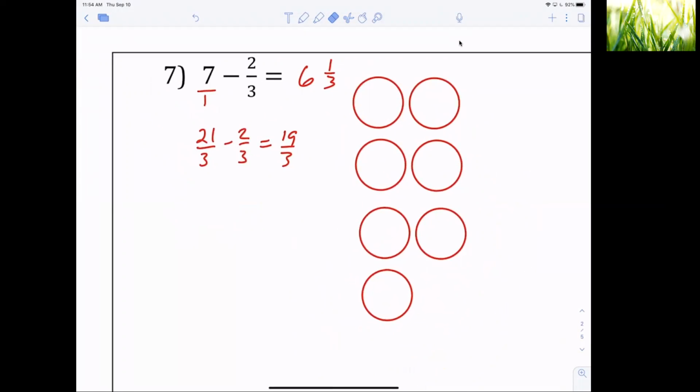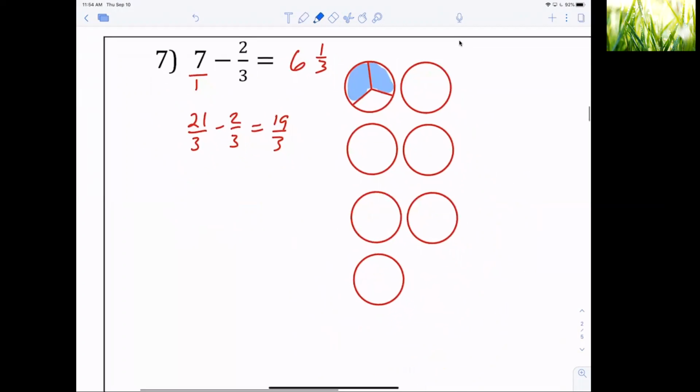Now, what happens? One of my pizzas, I come along and say, I'm really hungry. So if you've ever divided a pizza into thirds, here's what it would look like. And I just ate what? 2 pieces. How many pieces are left? 1 out of how many? But how many whole pieces are there? 6. So the answer is 6 1/3. You with me on this, right?